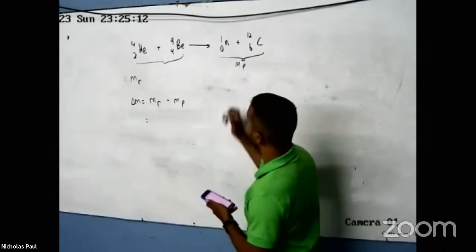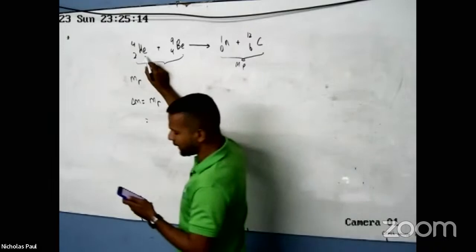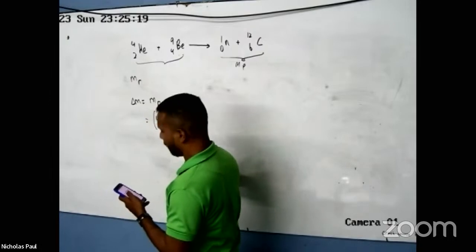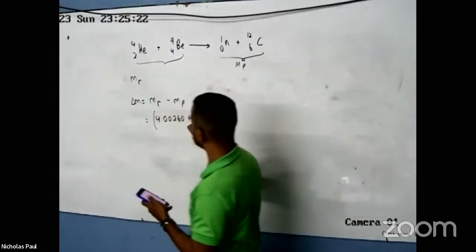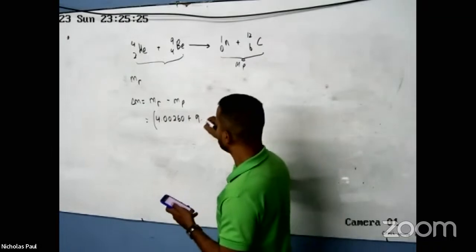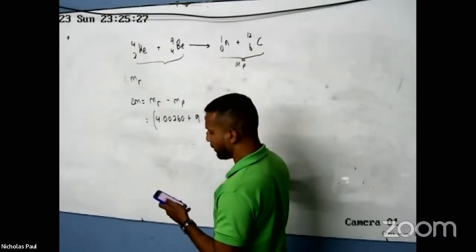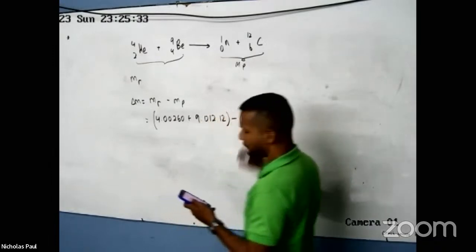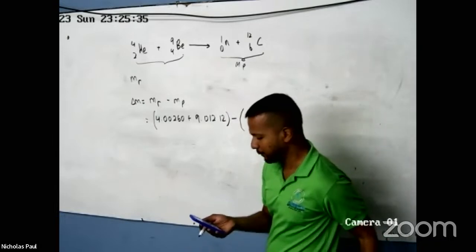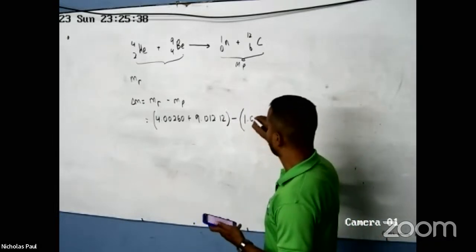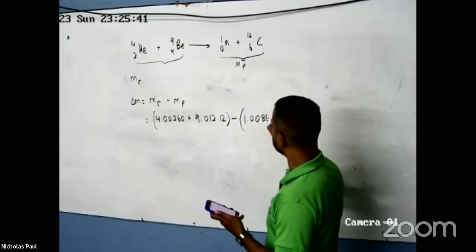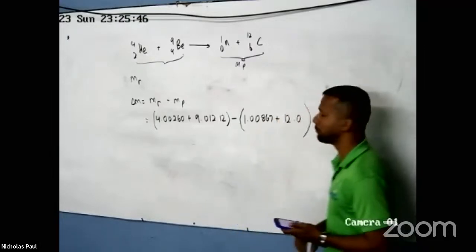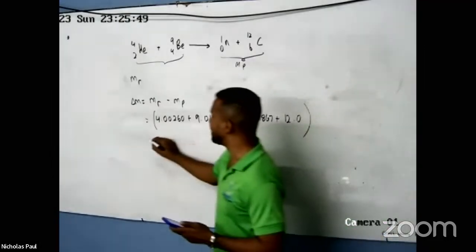So the reactants are helium and beryllium. Rounding up, 4.00260 plus beryllium, 9.01212, minus the mass of the products. Products is 1.00867 plus 12. When you subtract it, that value is in u.